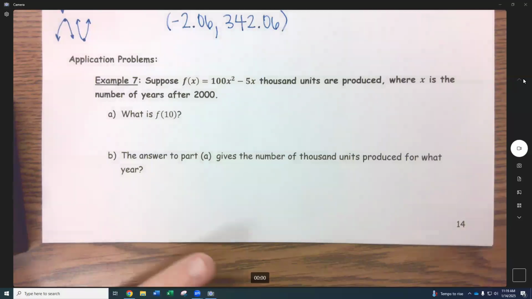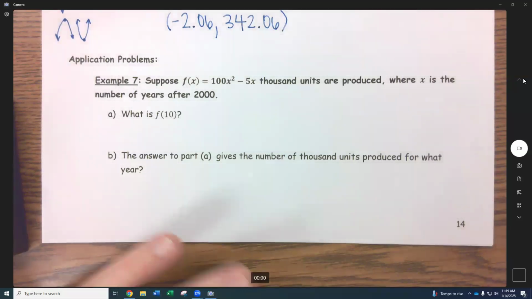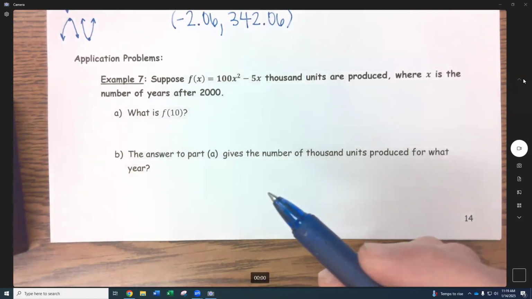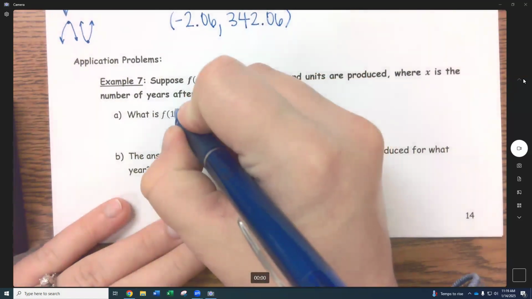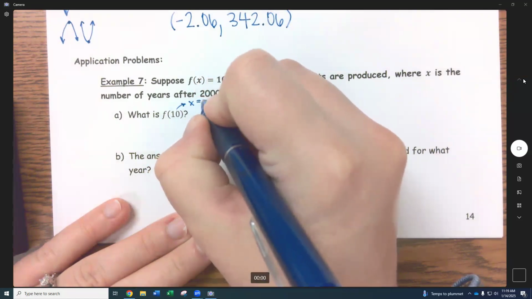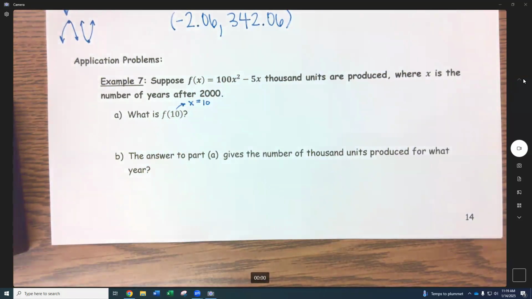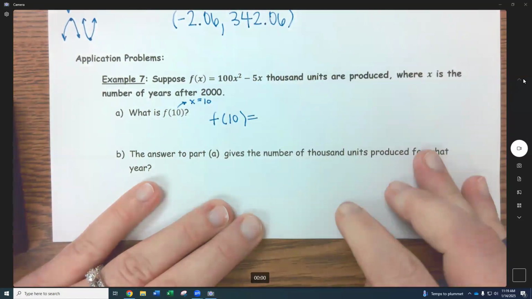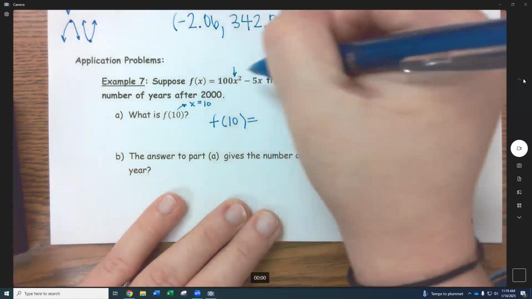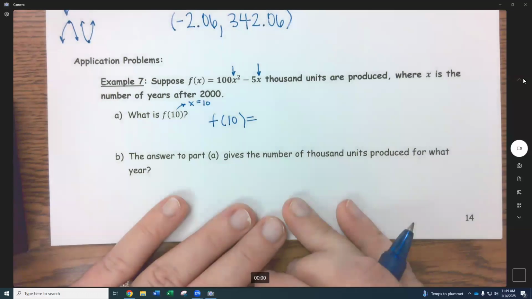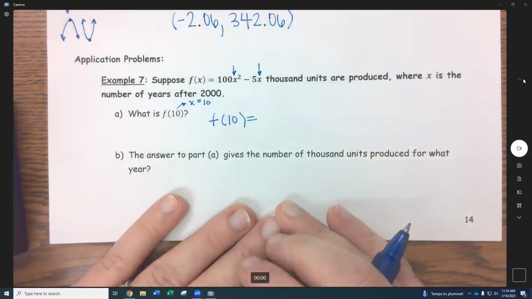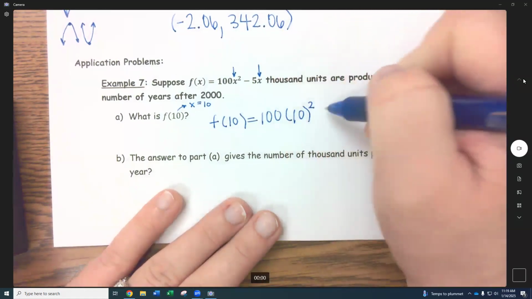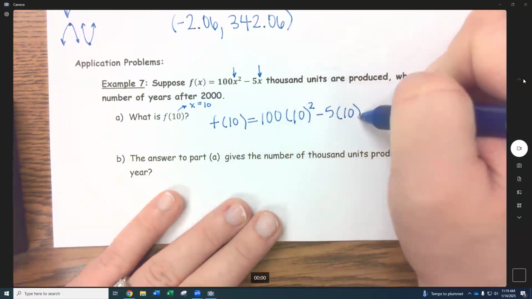Okay, so this is just understanding function notation, right? If I have my function of f of x, and now they want to find f of 10, this is just simply telling me that x equals 10. So if I have f of 10 equals, and now in place of both of these x's, we're going to replace it with 10. Not as important here, but we are going to substitute with parentheses. So I have 100 times 10 squared minus 5 times 10.